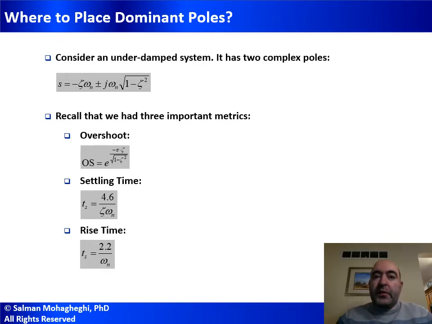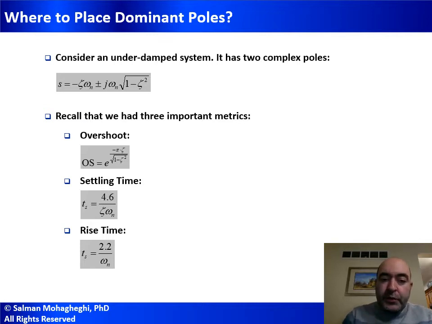The first one is going to be the overshoot, which is how much over the final value I will go in percentage. Settling time, the time it takes for the response to settle within the plus minus 1% envelope, and rise time, the time it takes for the response to go from 10% of the final value to 90% of the final value. Now let's remind ourselves of the equations.